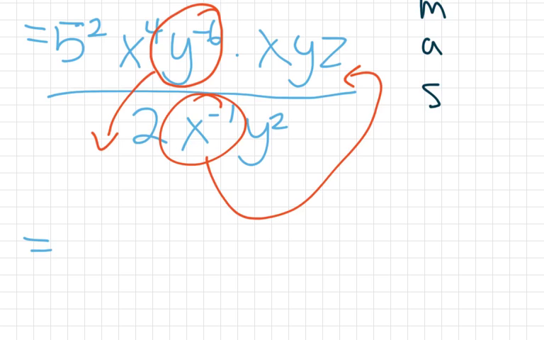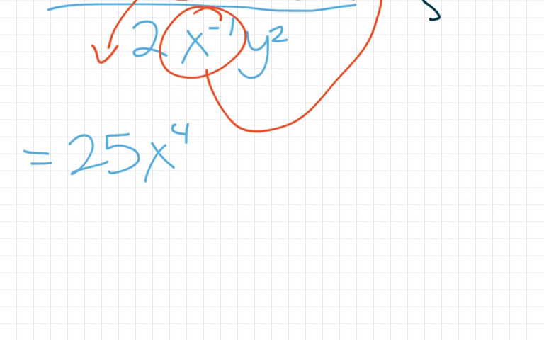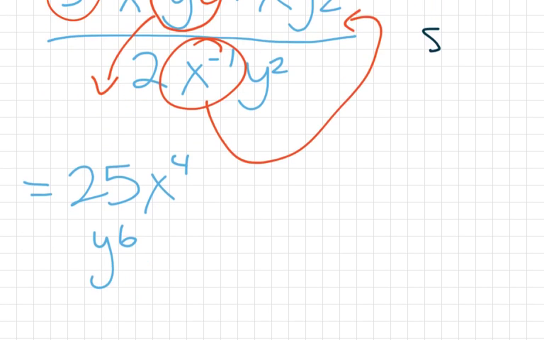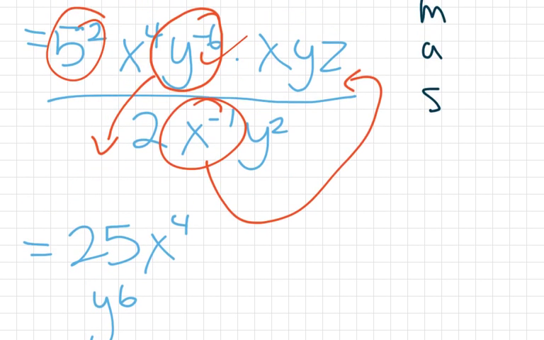Also at the same time, we can just evaluate this 5 squared, which is going to be equal to 25. So we have 25 times x to the 4, that's staying there. The y to the 6, it's going to be moved down here. So that's all dealt with. We can give it a little check mark. And then multiplied by x, y, z.